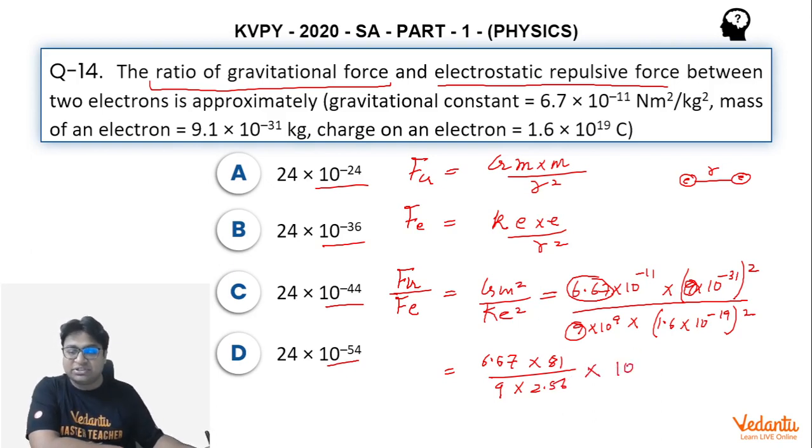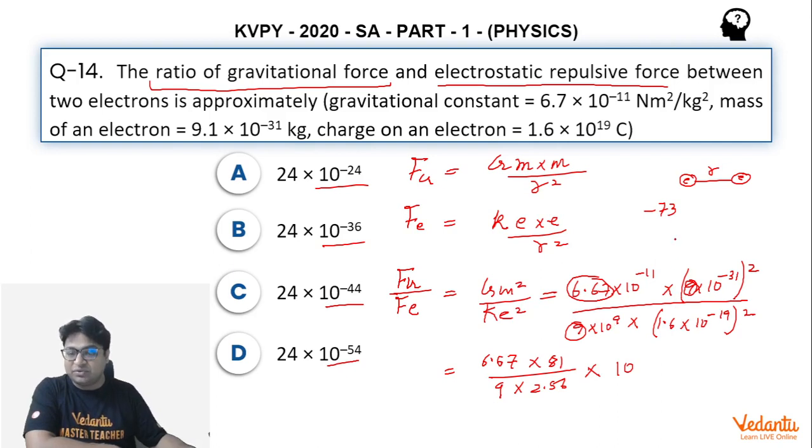So let's now adjust the power of 10. Here we have minus 11, here we have minus 62. So this becomes minus 73. Let me write it here because I think I'll lose track of powers. So minus 11 minus 62 becomes minus 73. Then this 9 here and this minus 38, so minus 38 and plus 9 will become minus 29.